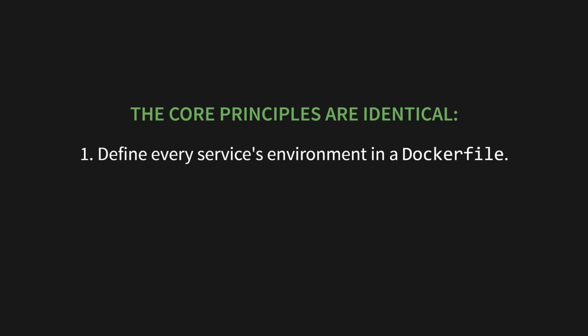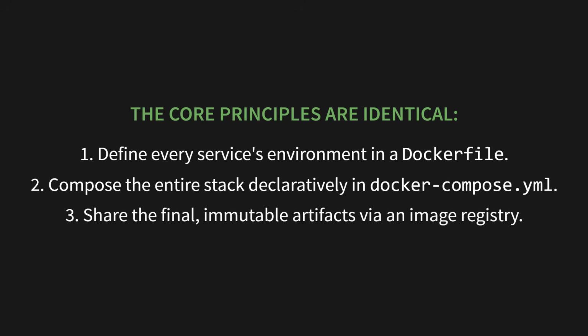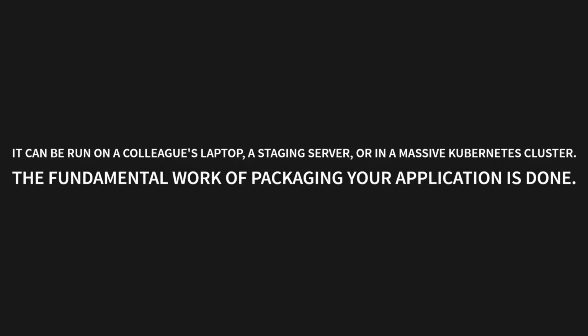1. Define every service's environment in a Dockerfile. 2. Compose the entire stack declaratively in docker-compose.yml. And 3. Share the final immutable artifacts via an image registry. The image you push to Docker Hub is now the ultimate handoff. It can be run on a colleague's laptop, a staging server, or in a massive Kubernetes cluster. The fundamental work of packaging your application is done.